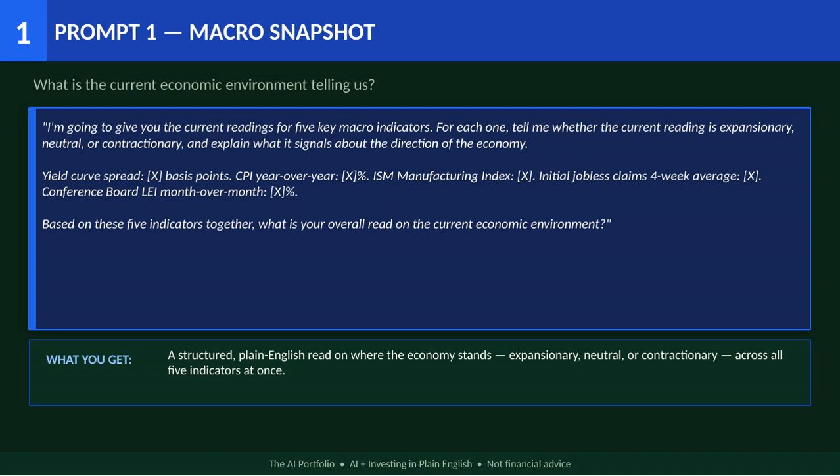Here are the readings. Yield curve spread, X basis points. CPI year over year, X percent. ISM Manufacturing Index, X. Initial jobless claims, 4-week average, X. Conference Board LEI, month over month change, X percent. Based on these 5 indicators together, what is your overall read on the current economic environment? This gives you a fast, structured summary of where the economy stands.